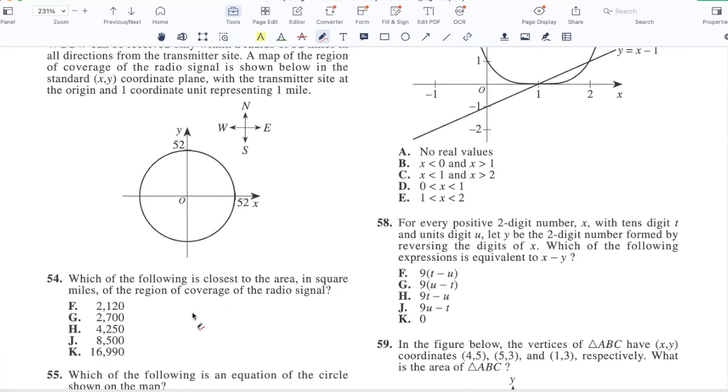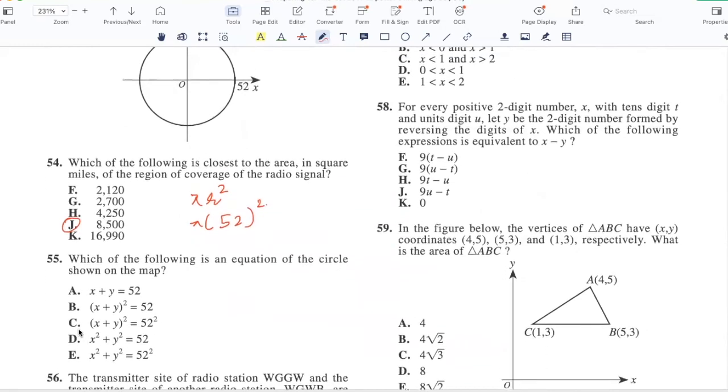Right, so that would be pi r squared. So that's pi into 52 squared. So let's just plug that in the calculator. So 52 into 52 into 3.14. So that's 8490. So the closest answer is 8500, option J.